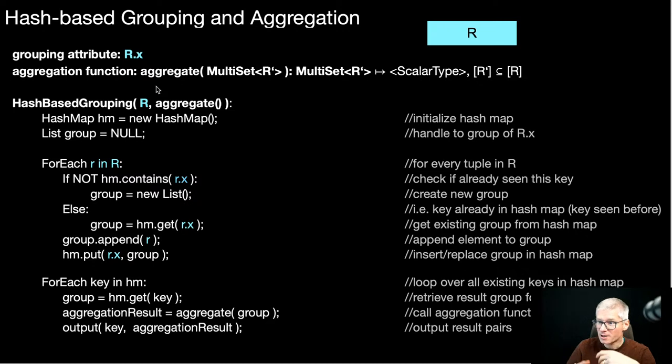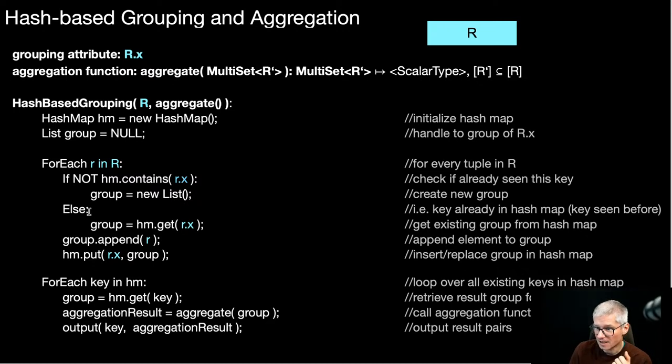It checks whether there's already an entry in that hash map for that specific group. If that's not the case, it will create a new entry and append a list to that, so basically a list of tuples having that grouping key.